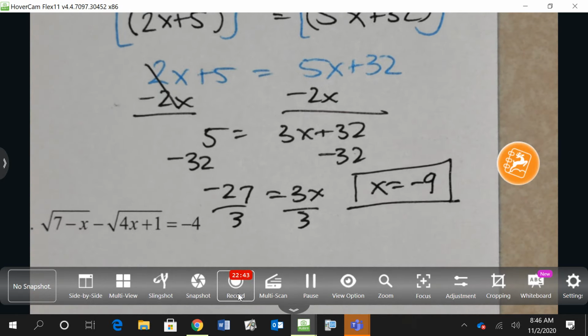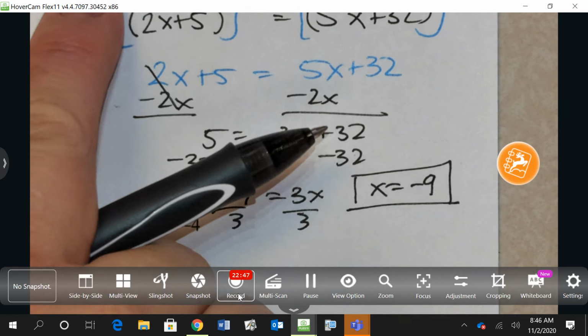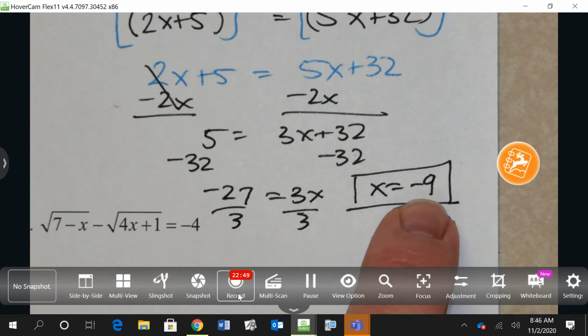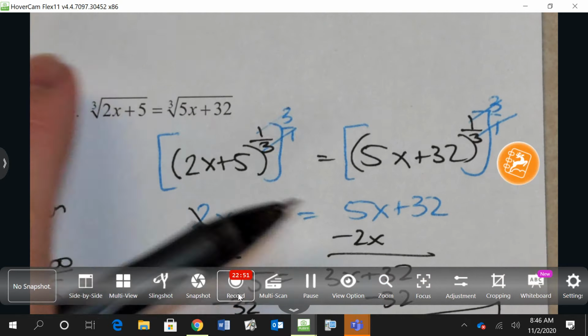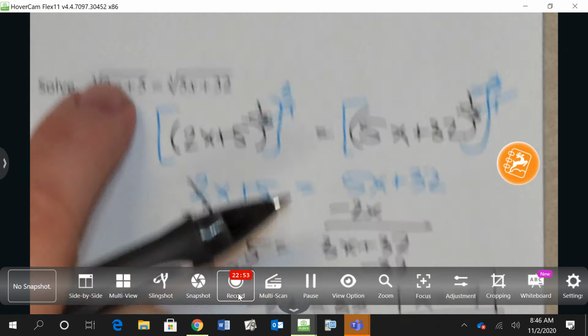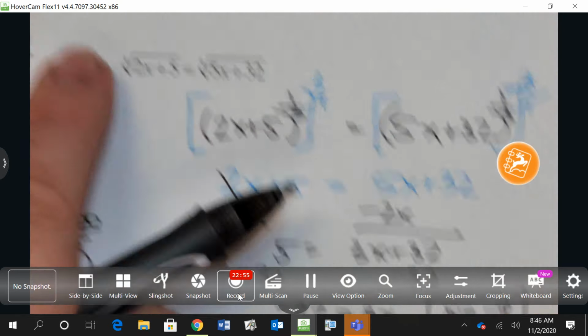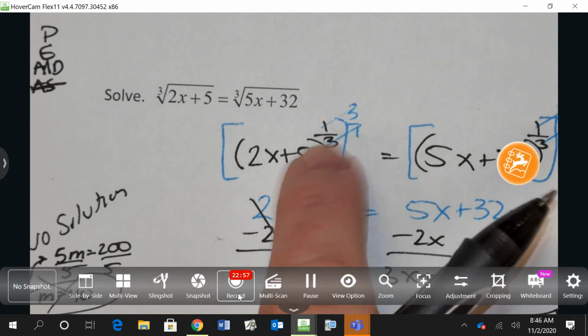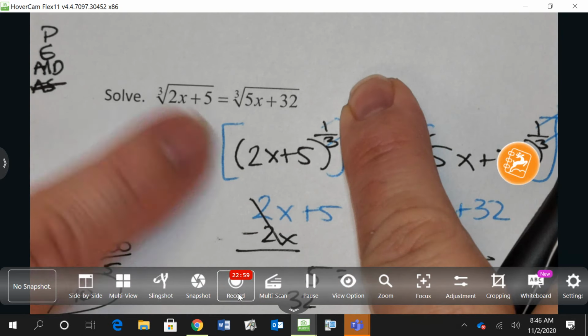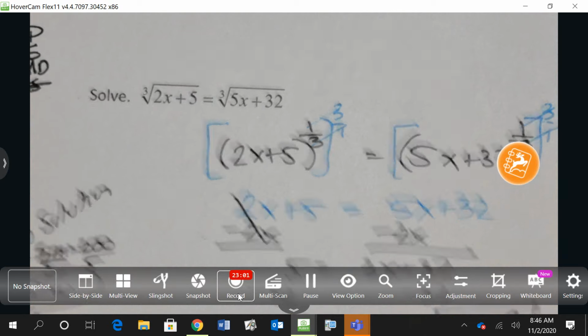Just because you get an answer that's negative, that's a misconception, doesn't mean your answer is wrong. But after every answer, you have to plug it back in to see if it's correct. So I'm going to come back up here and substitute in negative 9 to see if this is correct. Now, how do I write this in? You're going to watch that. I'm going to put it in this form and substitute in negative 9.